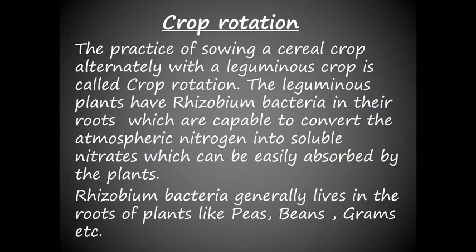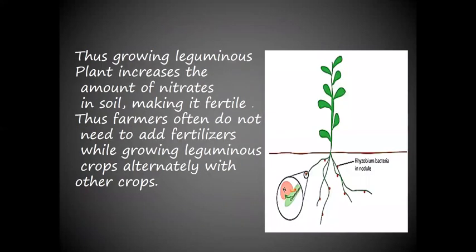Rhizobium bacteria generally live in the roots of plants like peas, beans, grams, etc. Thus, growing leguminous plants increases the amount of nitrates in the soil, making it more fertile. Thus, farmers often do not need to add fertilizers while growing leguminous crops alternately with other crops.